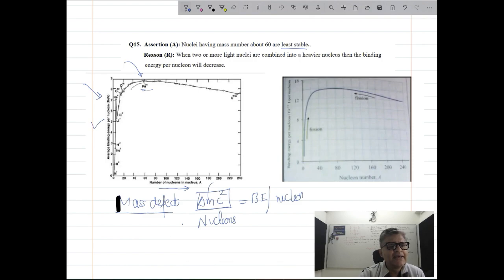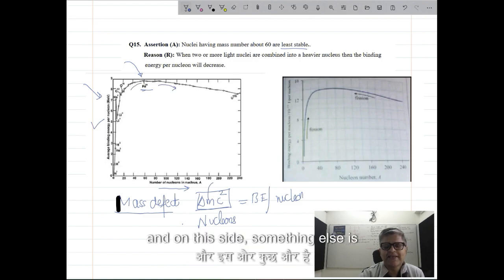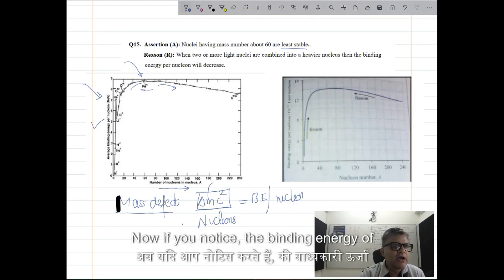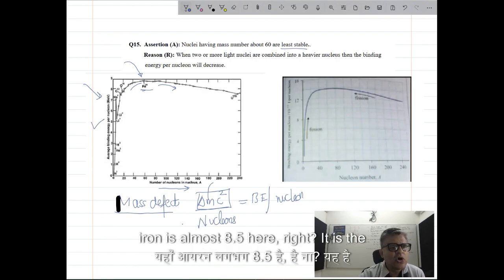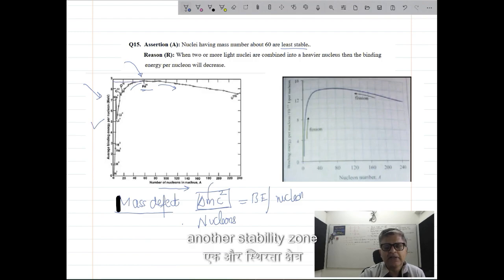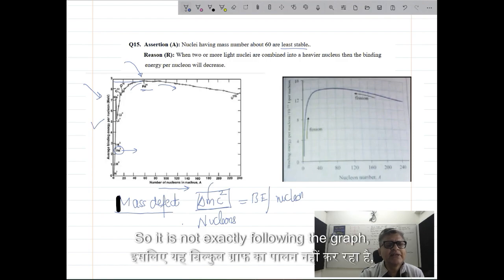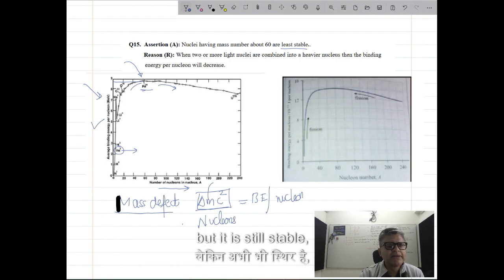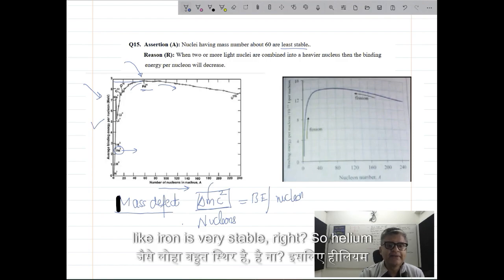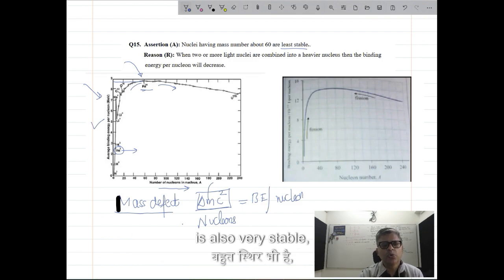On this side and on this side, something else is happening. We will discuss that. Now, if you notice, the binding energy of iron is almost 8.5 here. It is the highest. And another stability zone is this helium. Helium is also very, very stable. It is not exactly following the graph, but it is still stable, like iron is very stable. So helium is also very stable, a one-off exception in the graph.